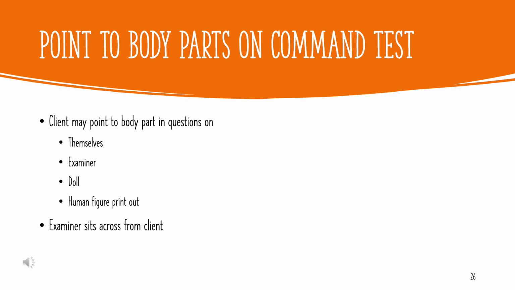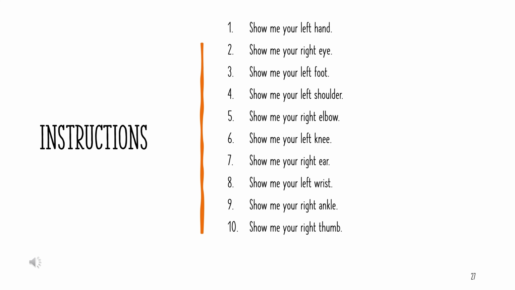The next test of right-left discrimination I will go over is point to body parts on command test. The client may point to a body part in question on either themselves, the examiner, a doll, or a printed figure of a human. The examiner will sit directly across from the client in order to administer this test. Like the Ayers test of right-left discrimination, this test also has a list of 10 instructions which you will read aloud to your client who is sitting right across from you.